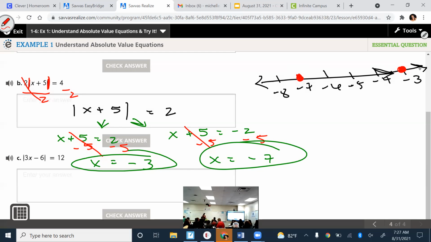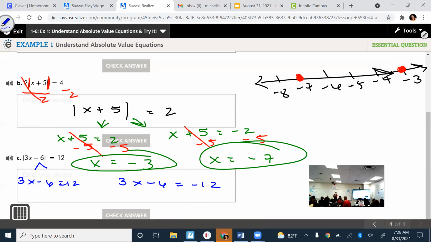All right, and then that part C right here, are the bars isolated in C? Yes, so you really should have just split it into the 2 separate problems and solved. All right, so 3x minus 6 equals 12, 3x minus 6 equals negative 12, and kept solving. All right, what did you get for your x value for the one on the left? All right, x equals 6 sounds correct.